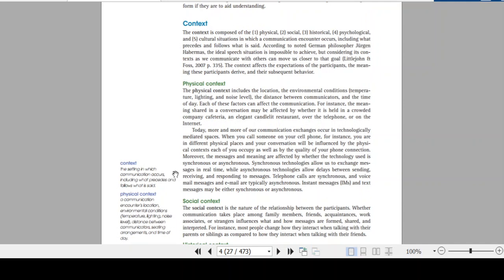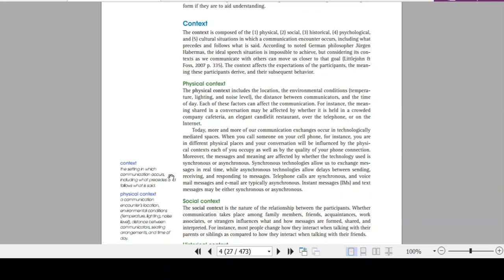Okay, let's quickly discuss physical context. Well, the physical context includes the location, the environmental conditions like temperature, lighting, and noise level, the distance between communicators, and the time of day. Each of these factors can affect the communication. For instance, the meaning shared in a conversation may be affected by whether it is held in a crowded company cafeteria, an elegant candlelit restaurant, over the telephone, or the internet.